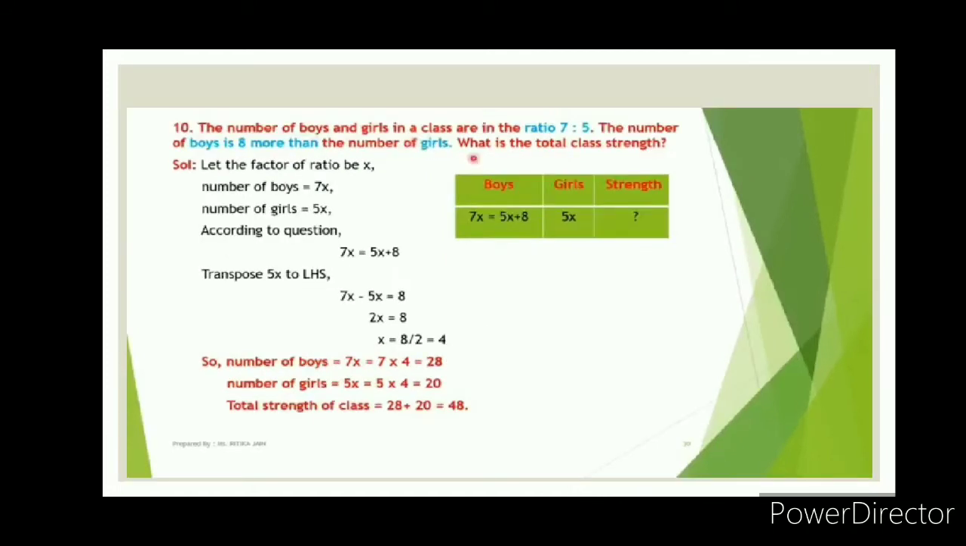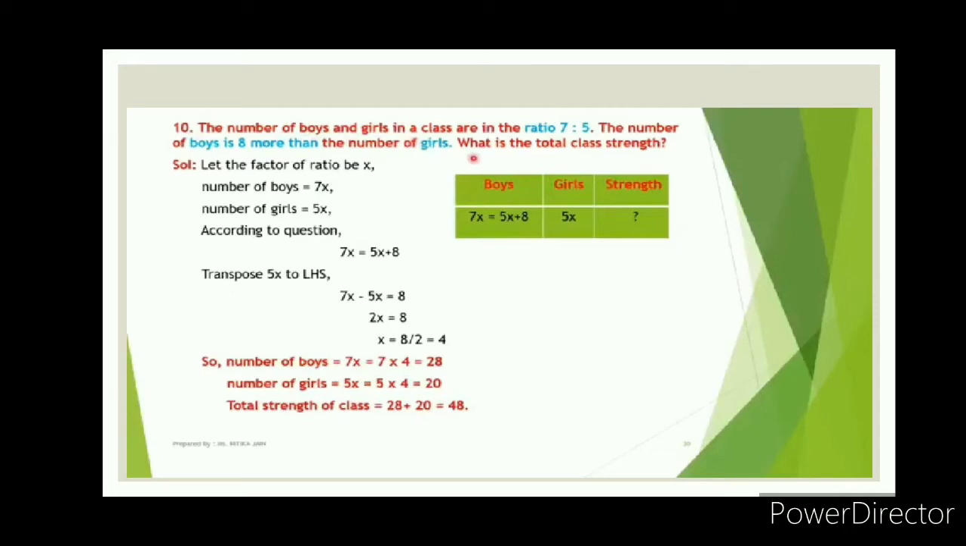Question 10. The number of boys and girls in a class are in the ratio 7:5. Again, we are getting a ratio. The number of boys is 8 more than the number of girls. What is the total class strength? Here, we have to find the number of boys and girls and add them. Then only we will get the total strength of that class. This is the question, right children?